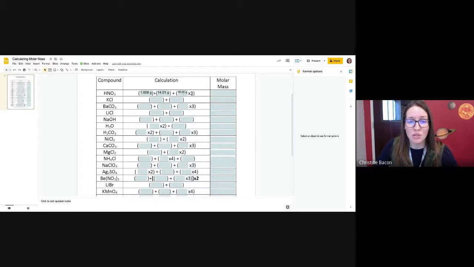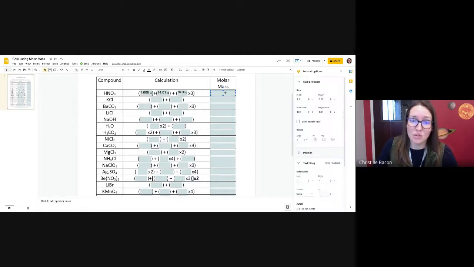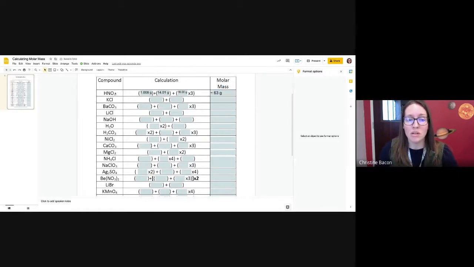So what I'm going to do is just multiply these together. I'm not actually going to do that right now. So I would take 16 times 3, which is 48, and add that to 14.01 and add that to 1.08. So if we do rough math, 48 plus 14 is 62 plus 1. So it's roughly 63 grams, right? So 1 mole, 602 hexillion of these molecules, will weigh roughly 63 grams.